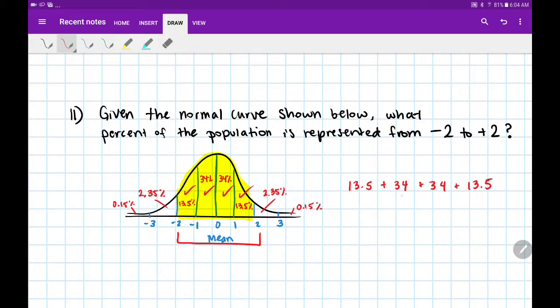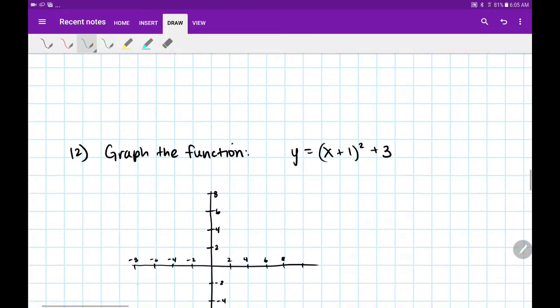So I'm doing some mental math. That makes 68. These two combined gives me 27. And when I add these two together, I get 95. So 95% of the population is represented. Now, if it had said between -3 and +3, you would simply be adding this 2.35% once and twice for your final answer. Okay? All right, let's move to number 12.